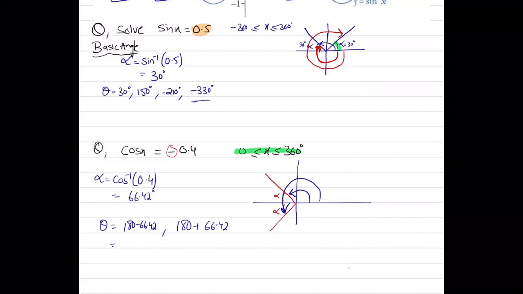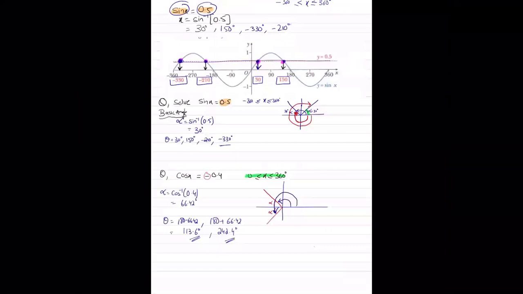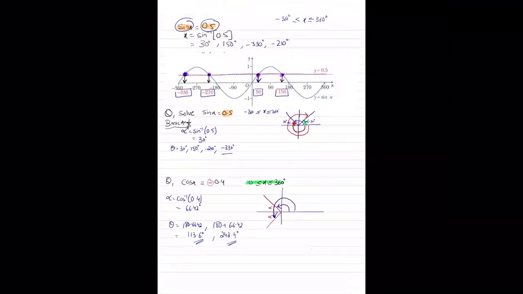113.58, so I'm going to round it to 113.6 degrees. And 246.42. So these are the two angles for the solution, right?